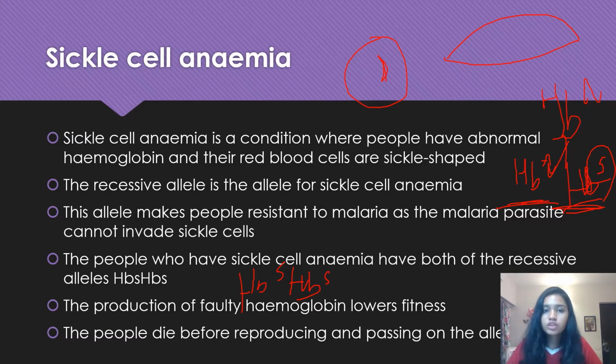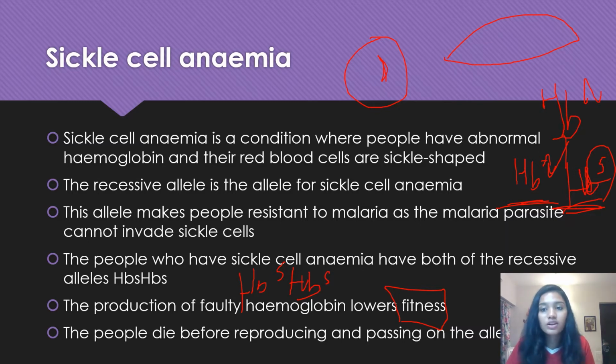So the production of this faulty hemoglobin and these sickle cell red blood cells lowers fitness. Now, what is fitness? We will come to this definition later. Fitness is the probability of an organism to reproduce and survive in the environment they are found in. That is basically how well they are adapted to the environment. So the production of faulty hemoglobin lowers the fitness of a human being. And so these people who have the recessive alleles die before reproducing. Because they don't reproduce, the HBS allele is not passed on to the next generation.